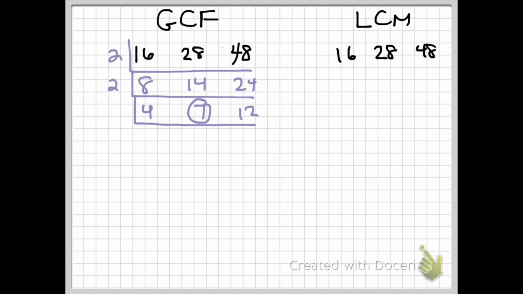All right, so we'll just take what's left. 2 times 2 is 4. So our GCF for 16, 28, and 48 is 4. All right, and that is the stoppage here.